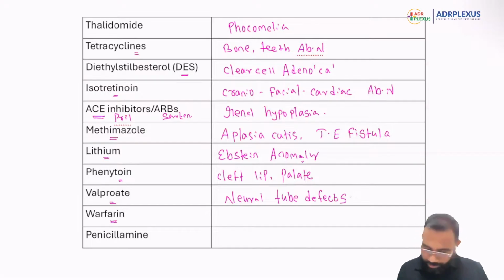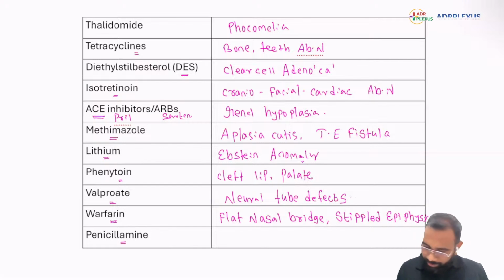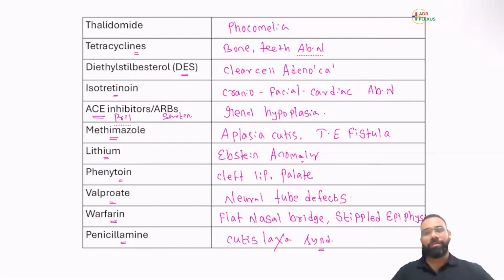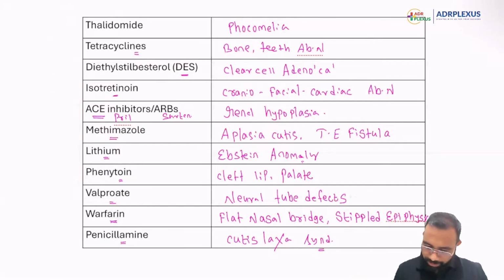Next, warfarin, it is going to cause flat nasal bridge and stippled epiphysis. Next, penicillamine, it is going to cause cutis laxa syndrome. So here, everything is asked in the exam. Each and everything is asked in the exam.